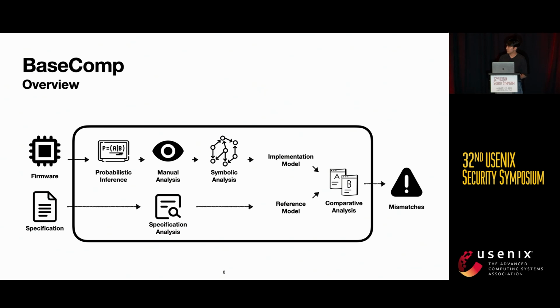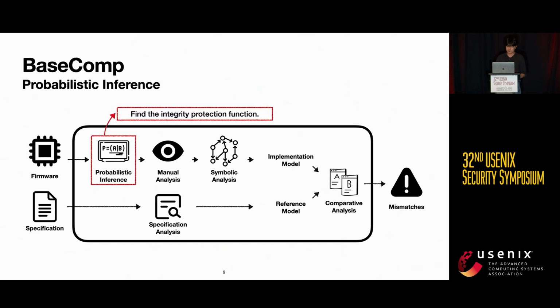So this is an overview of our system, BASECOMP. With the firmware as the input, BASECOMP first finds the integrity protection function through probabilistic inference. Then, with a little aid of manual analysis, BASECOMP does symbolic execution to collect constraints and creates an implementation model. Then, with the reference model created from the specification, BASECOMP compares the two models and results with mismatches.